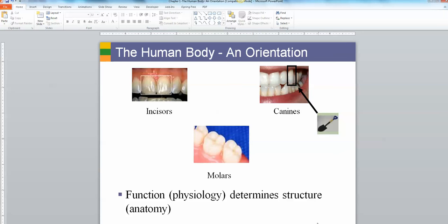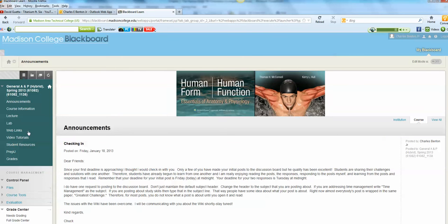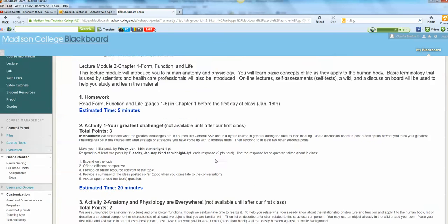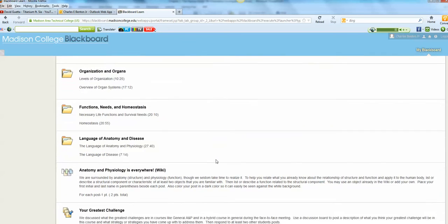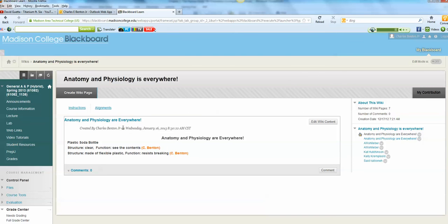Now let's look at your assignment to make some postings to the wiki. So we'll go to Module 2. We'll scroll down to the wiki. And the challenges I was having with the wiki have pretty much been overcome now. So click on Anatomy and Physiology is everywhere, and that will take you to the wiki.